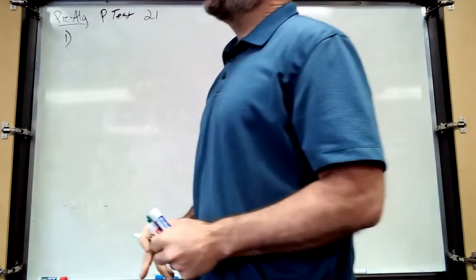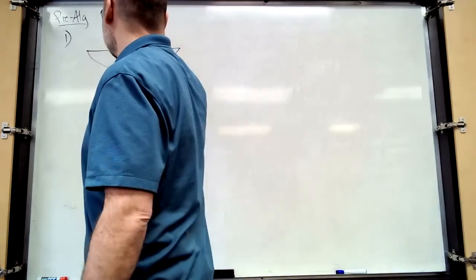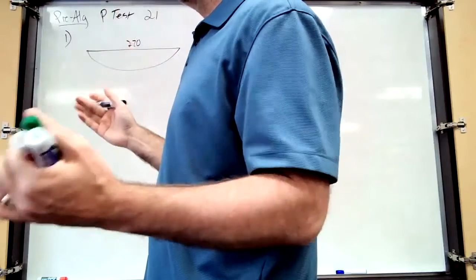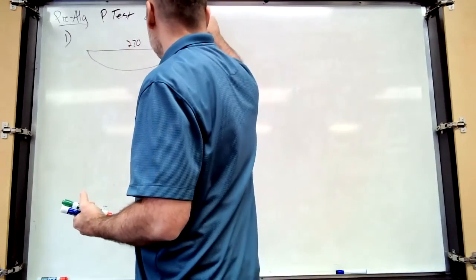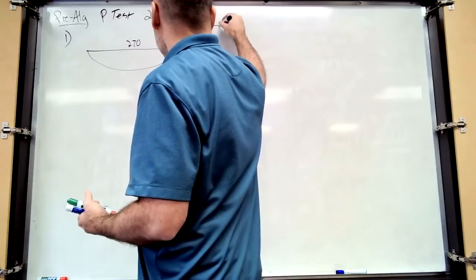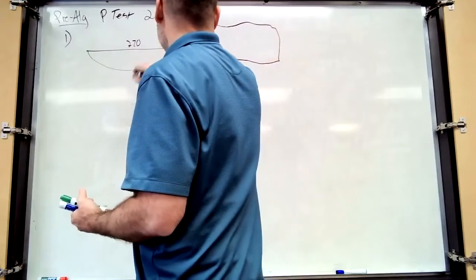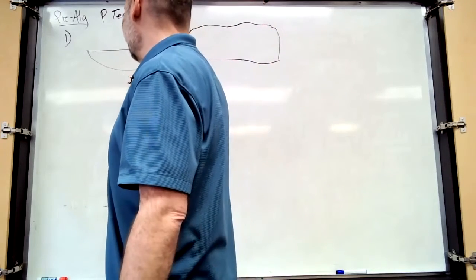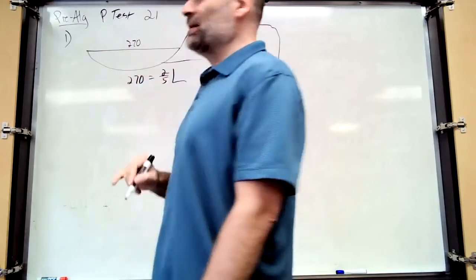The top walking deck of a ship is 270 feet long. So here's 270 feet long. This is only 2/5 of the length of the ship. So maybe there's more of a ship here. I don't know. That's a terrible ship. I don't know what it means. But 270 is 2/5 of the complete length of the ship.